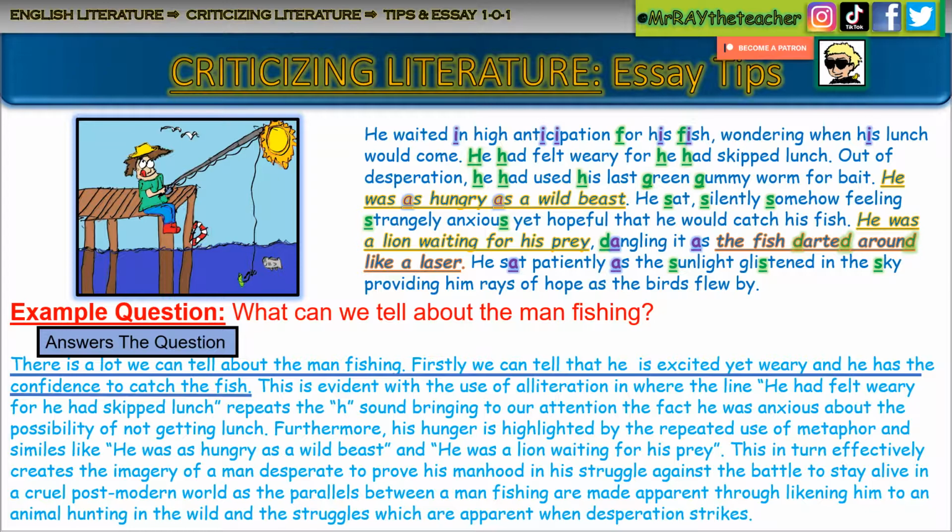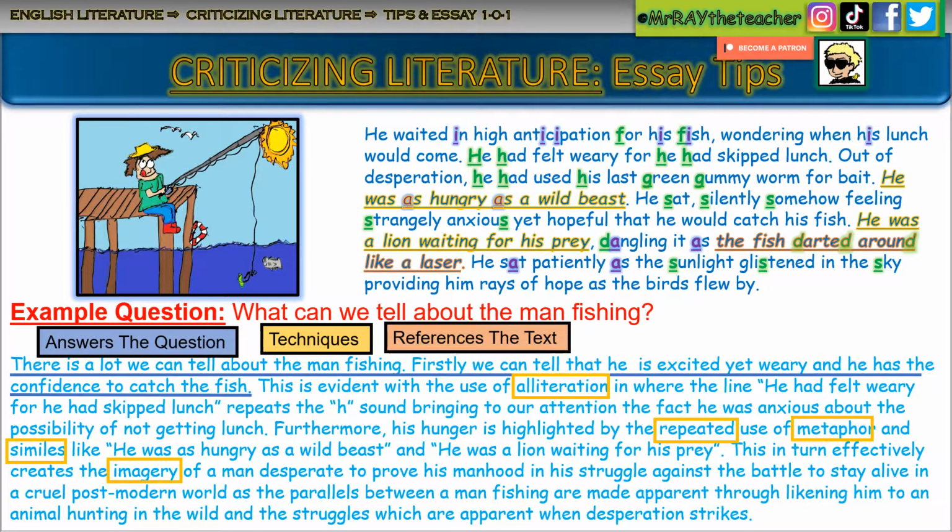This in turn effectively creates the imagery of a man desperate to prove his manhood in his struggle against the battle to stay alive in a cruel postmodern world, as the parallels between a man fishing are made apparent through likening him to an animal hunting in the wild, and the struggles which are apparent when desperation strikes. So here are my techniques in the orange boxes: alliteration, repetition, as implied by the repeated, metaphor, similes, imagery.